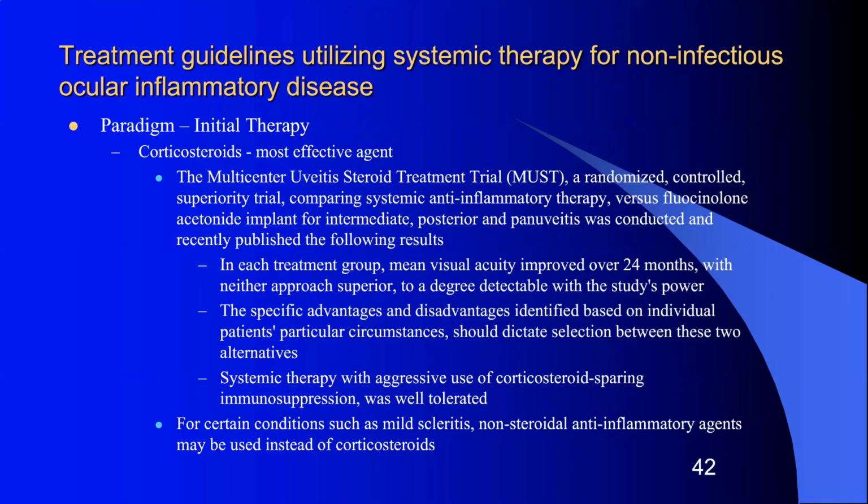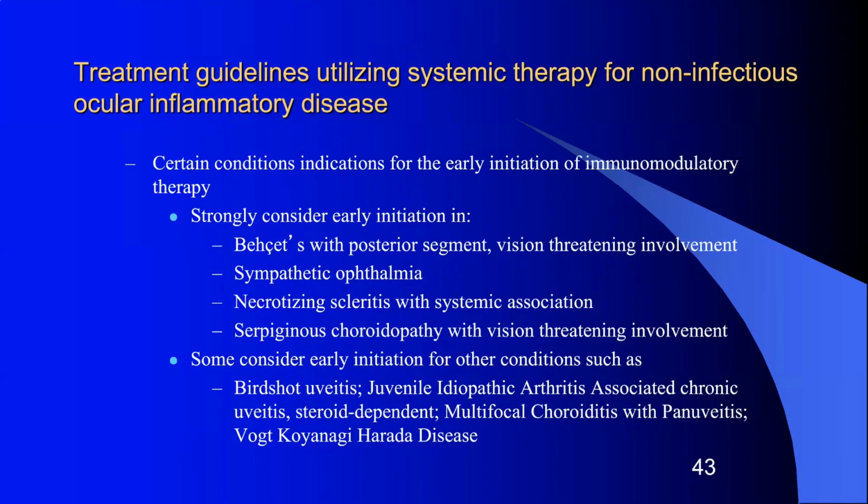So for certain conditions such as mild scleritis, et cetera, you don't need to use corticosteroids. You can get away with non-steroidal anti-inflammatory medications. There are certain cases, certain disease processes where early initiation of immunomodulatory steroid-sparing agents is very important. I told you, remember, that steroids are the quickest way to get inflammation under control. There is an exception to that.